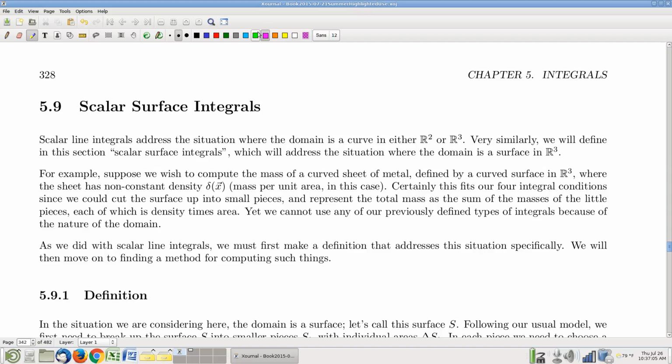We're going to talk about scalar surface integrals. And it's so similar. We're not going to be able to finish this in 8 minutes, but it's not going to take us an hour either. I mean, this is a pretty quick section because it's so similar.